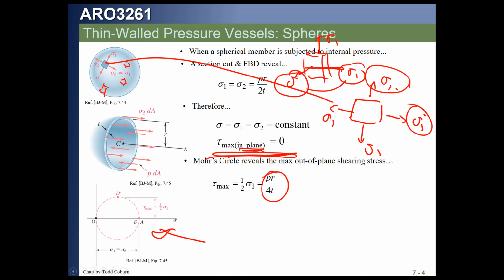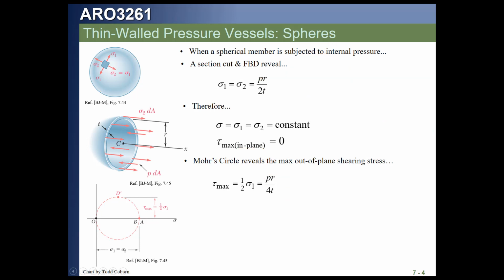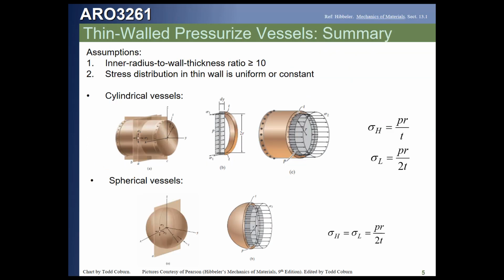This is another way of showing the same thing. Once again, for a cylinder, this is kind of summarizing. For a cylinder, we get the two equations, the hoop stress, which is PR over T, and the longitudinal stress, which is half as much. And for spherical vessels, all the stresses in any direction are going to be PR over 2T. Got it?